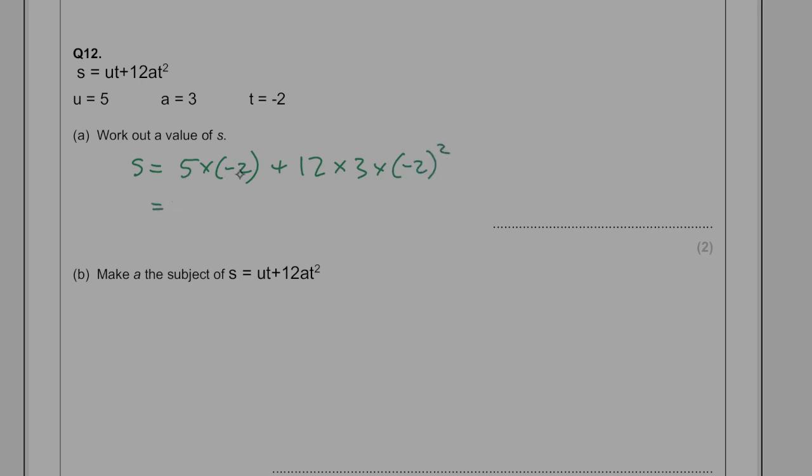Right, so then 5 times -2 is going to give us -10. Plus 12 times 3 times (-2) squared is 4. So that's going to give us -10 plus 12 times 12 is 144, so that should actually give us... minus 134. Sorry, talk about minus. That should give us 134.